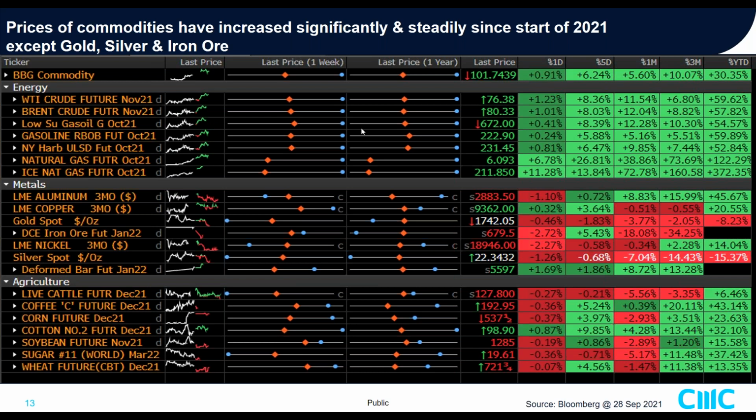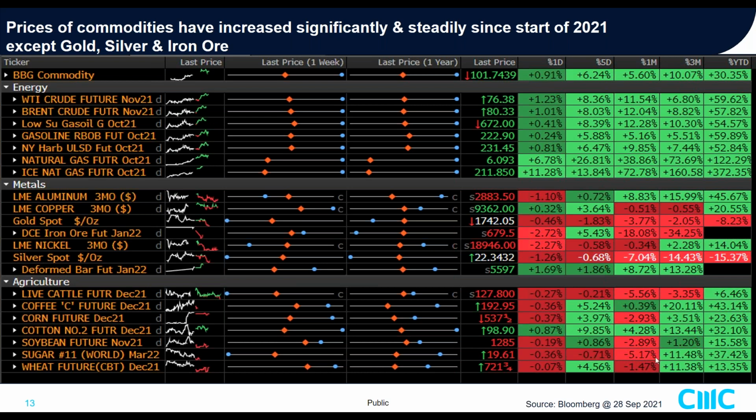However, if you look at the rest, copper and aluminum are still positive for the year, and gold itself is actually negative 8%, and silver is negative 50%. I'll share with you why gold is pretty much stuck right now. It's due to a competing instrument called the US Treasury yield.